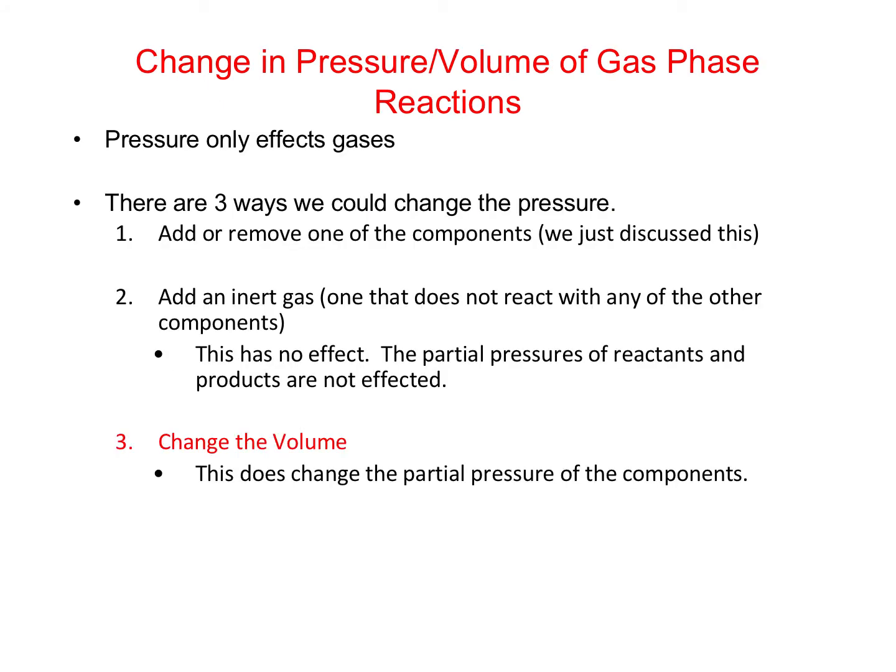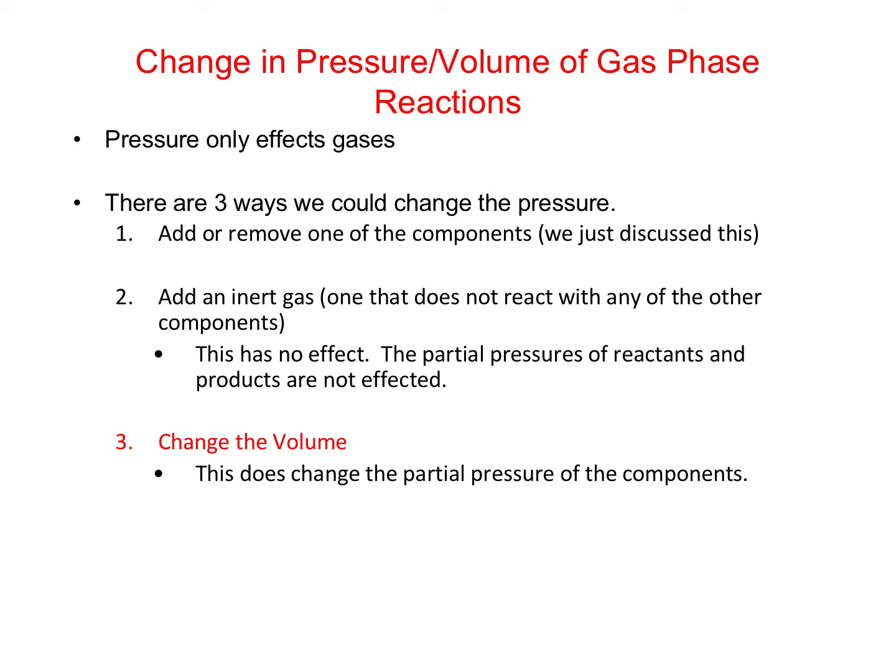Alright, so for gas phase reactions, changing the pressure or the volume of the container can impact the equilibrium. There are three ways that we can consider changing the pressure. The first thing we do is just add or remove some of the reactants or products, and we really just discussed that. That'll have the same effect as we just talked about. We can add an inert gas, something that doesn't have anything to do with the reaction. That'll increase the total pressure in the reaction vessel, but it won't change the partial pressures of any of the reactants or products, and so that's not going to have any impact.